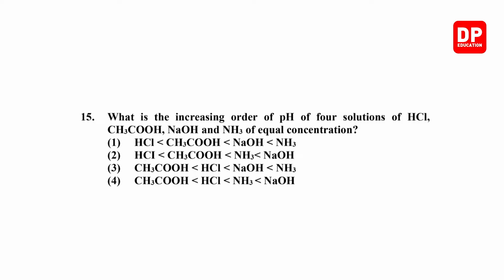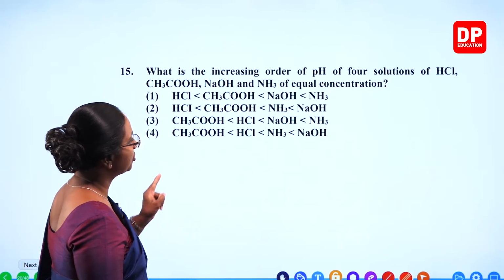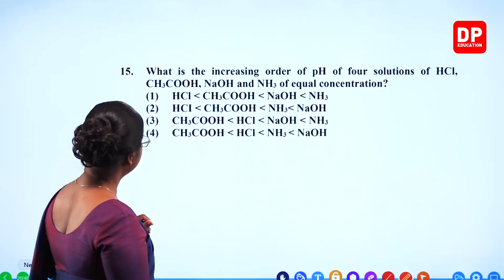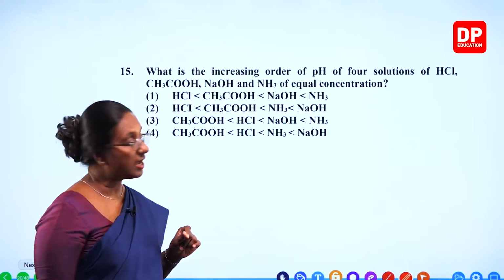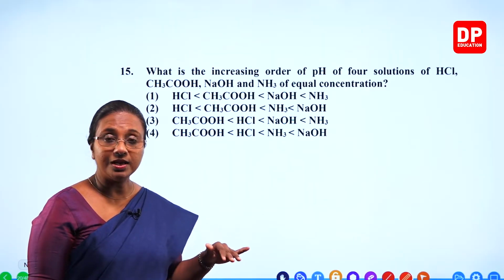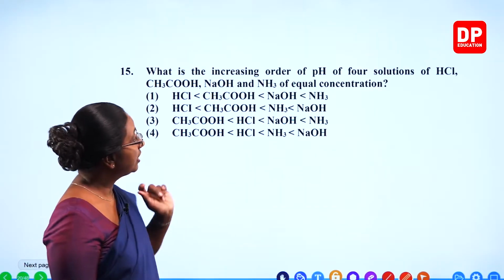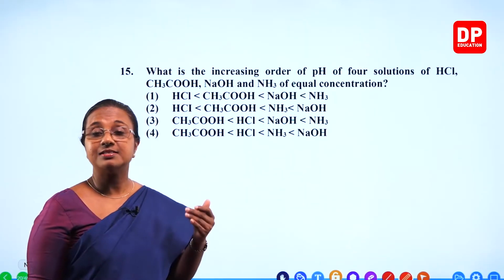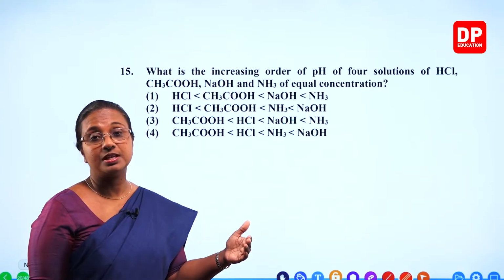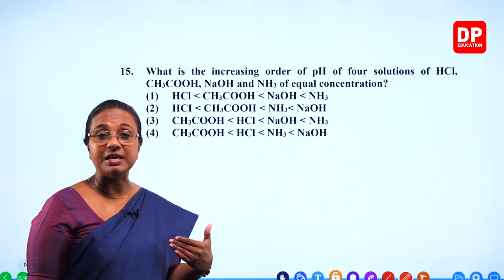So then question number 15. What is the increasing order of pH of four solutions: HCl, acetic acid (CH3COOH), NaOH, sodium hydroxide, and ammonia of equal concentration? So when they have equal concentration, you need to look at the nature of the substance. Hydrochloric acid, HCl, is a strong acid, so it dissociates completely in the aqueous solution. Then there is more amount of H+ ions, so the pH will be very low.